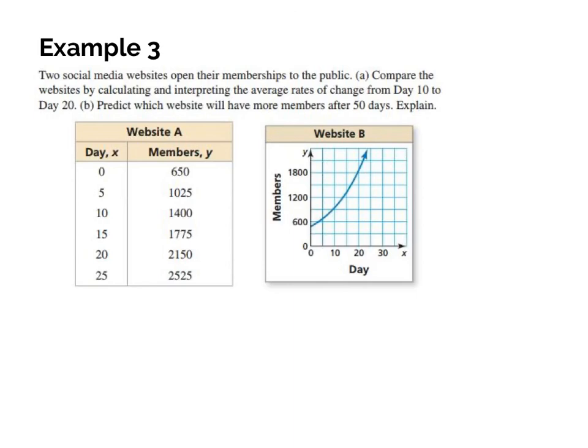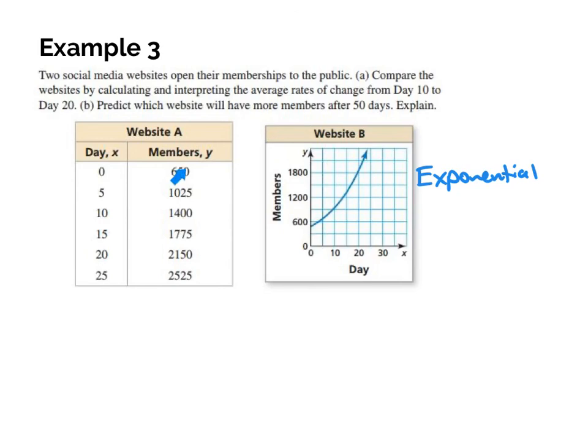All right, so on the left side, we have the table of values for website A. Obviously, you can see the days that we have here are the X values and the members are the Y values, and we have the graph for website B. So obviously with the graph, it's easy to see we have a curve. Because we have a curve, we know right away that that is going to be an exponential function, okay? Now, the table of values is a little bit more difficult, but we did look at how to find whether it's linear or exponential from a table of values.